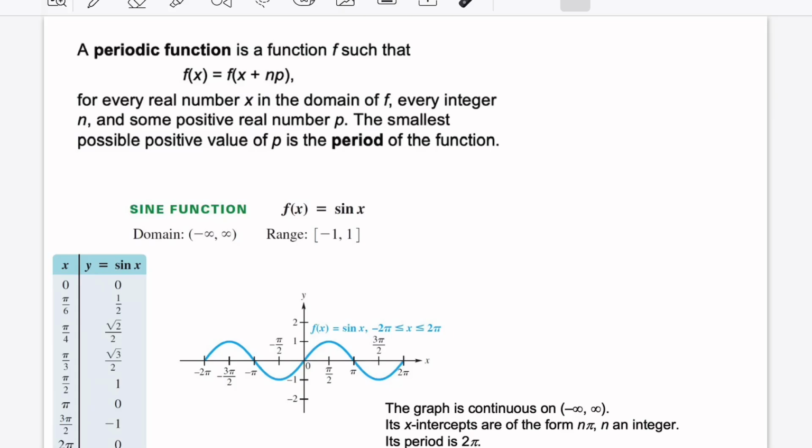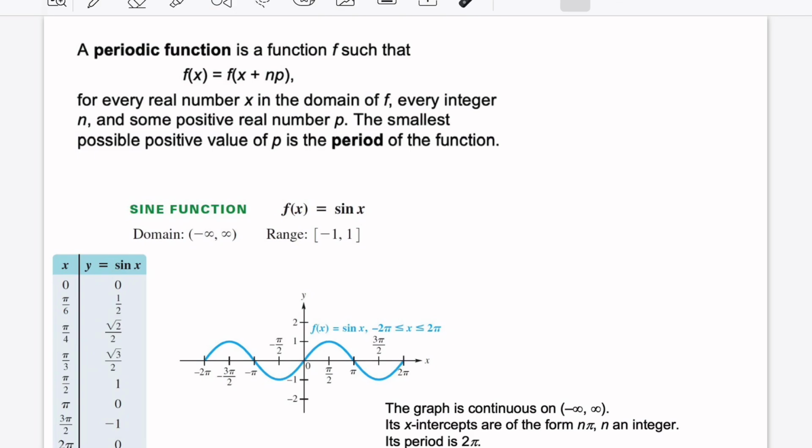In this video, we're going to go over section 9.3 from our textbook, which is on the graphs of the sine and cosine functions. First we'll start here with the definition of a periodic function, and it's a function that has this form here. For every real number x in our domain of f, every integer n, and some positive real number p, the smallest possible value of p is the period of the function.